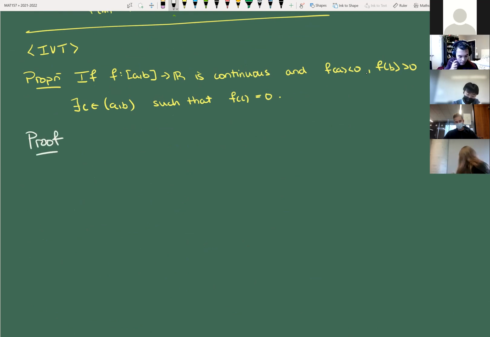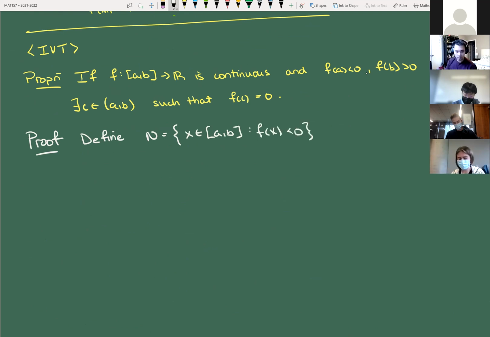Okay, let me just double check what it is we want to do here. I just don't want to make a mistake. Yes, okay. So what we're going to do is let's define, I'm going to call it N for negative. So this is going to be the collection of all points in the interval [a,b] where the function f is less than 0. All right, so it's the collection of all x in [a,b] such that f(x) is less than 0, right? So it's the points where f(x) is negative.